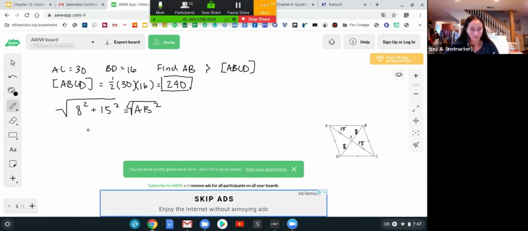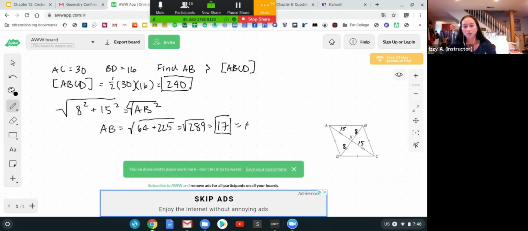AB squared would be equal to 64 plus 15 squared, which is 225. That's going to equal 289. If you square root that, you should get 17. So the answer is AB is equal to 17, and the area of ABCD is equal to 240.